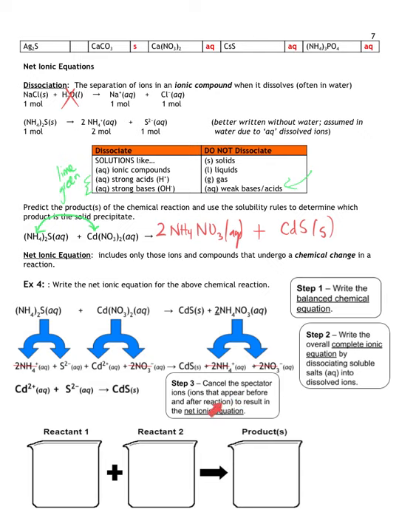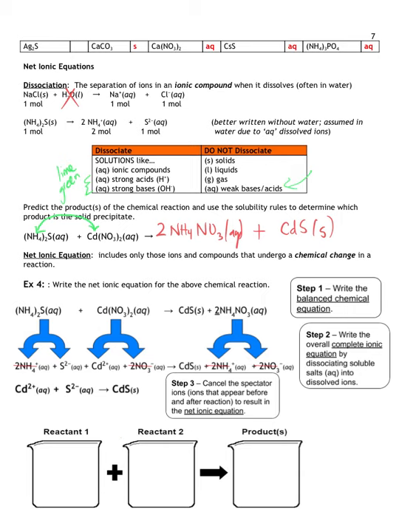In other words, they don't change. They don't undergo a chemical change. So what's left are my 2 species that make up my driving force, my solid precipitate. And that's why this reaction is called the net ionic. It basically shows all the species that are involved in the chemical change. In this case, all the species that make up cadmium sulfide. Cadmium 2+ and sulfide 2-.